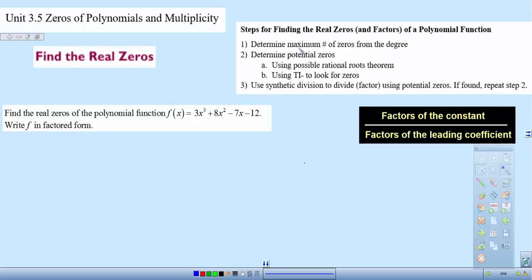But from there on out, what we really want to do is think about this little procedure right here. Step number one is just to determine the maximum number of zeros. When I look at this, the biggest exponent is 3. So when I finish solving this problem, I should have 3 zeros, and from those 3 zeros, I should have 3 factors that I should be able to find.